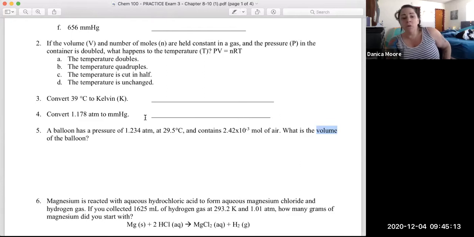Now, one of the most important things to remember when you're doing any gas law problem is that there's one particular unit that you're always going to have to convert: Celsius to Kelvin. Celsius to Kelvin, right? Everybody okay with that? So 100% of gas law problems require that you convert Celsius into Kelvin before you do the problem, right?